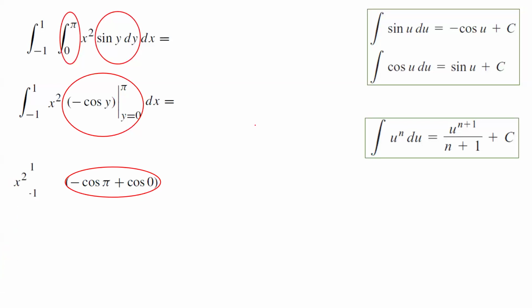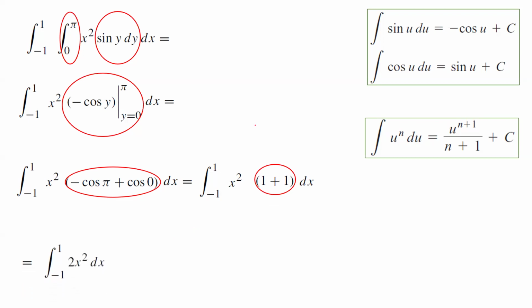Then you take the integral with respect to dx of x squared. This is equal to, well, here you have 1 plus 1, because you have cosine of pi, which is -1. Negative times negative is 1, plus cosine of 0, which is 1, and the definite integral of x squared dx. So we end up with the definite integral of 2x squared dx, x bounded between -1 and 1.